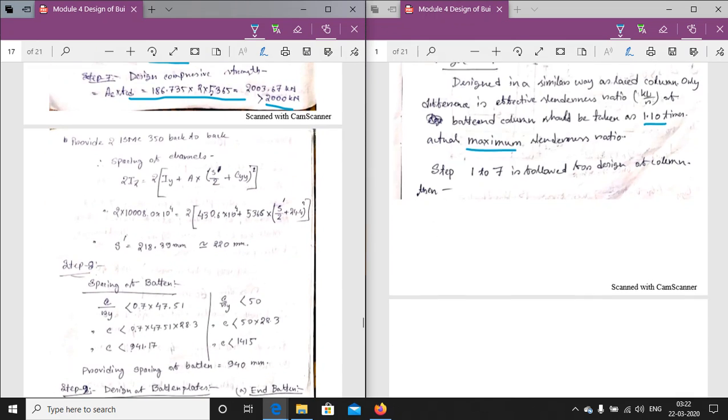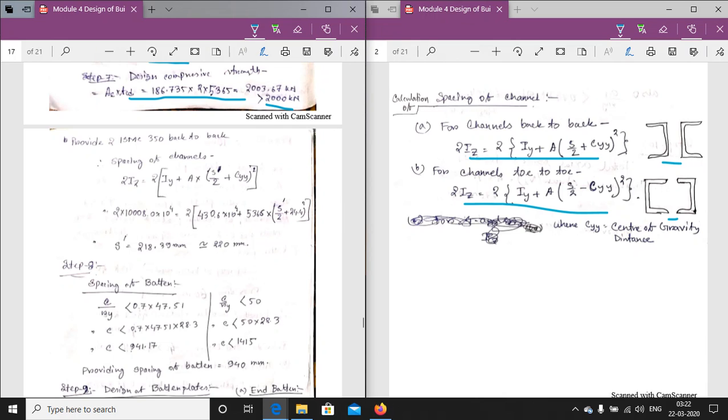Now second, we have to follow the spacing of the channels. For channels back to back, this value will be taken. So we are getting the S dash value, which will be S dash 220 millimeter.